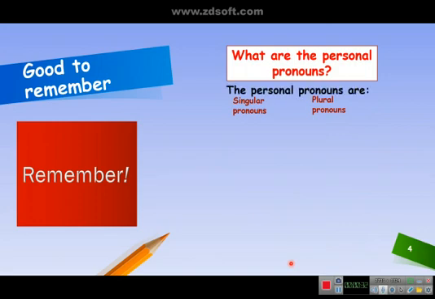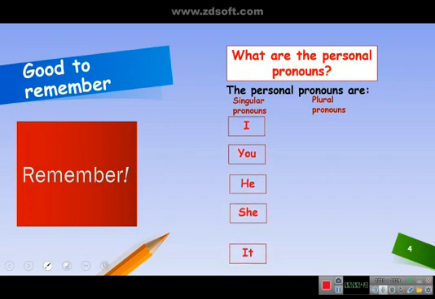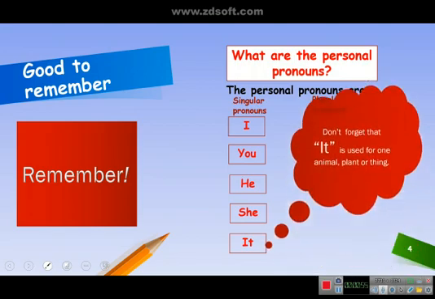As we studied before, the personal pronouns are divided into two main categories: singular pronouns and plural pronouns. Singular pronouns are the following: I, you, he, she, and it. Plural pronouns are we, you, and they. Don't forget that it is used for one animal, plant, or thing.